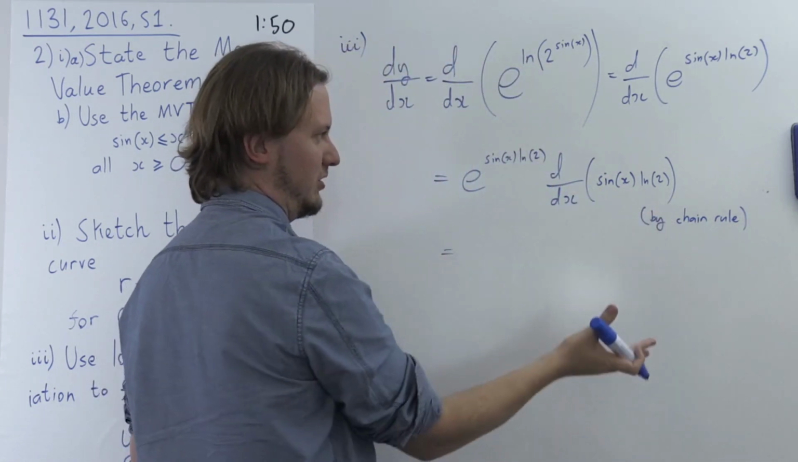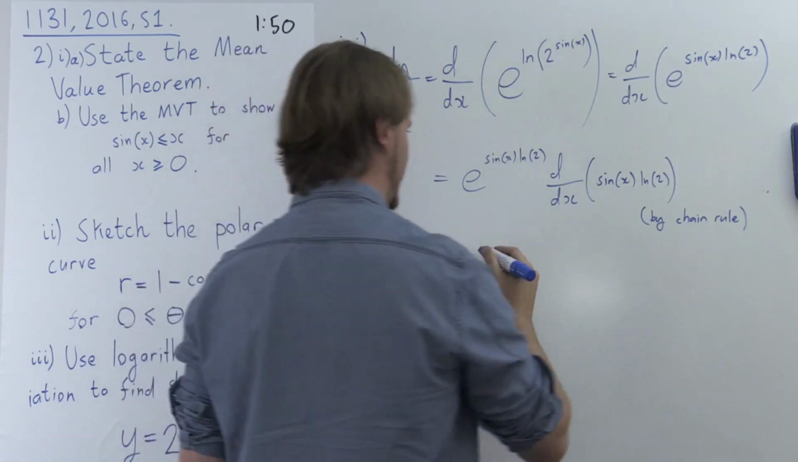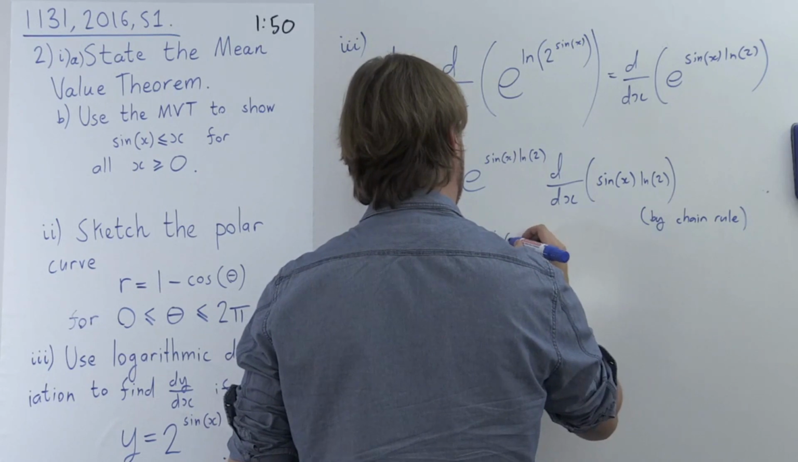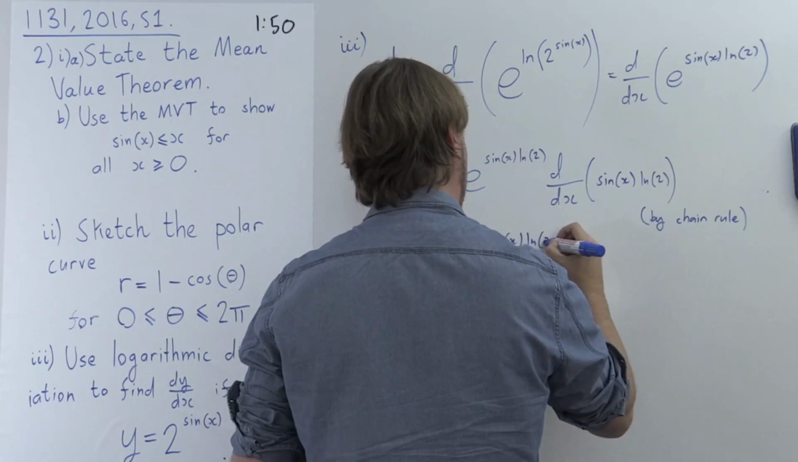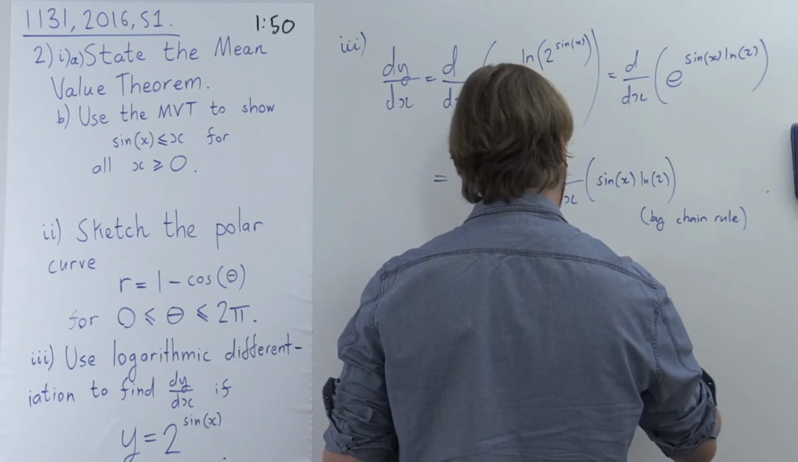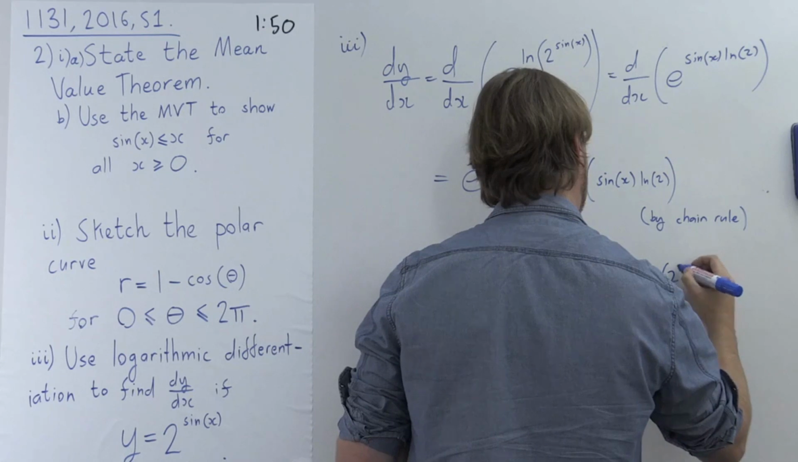Well, log 2 is a constant, so this is really just the derivative of sine. Derivative of sine is cosine. So this is e to the sine x log 2 times the derivative of sine, which is cosine, so the cosine of x times e to the log of 2.